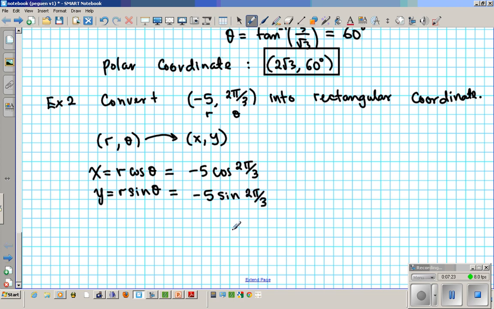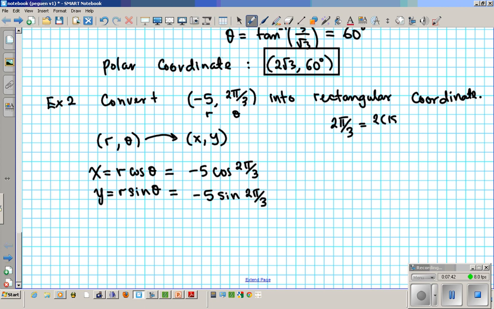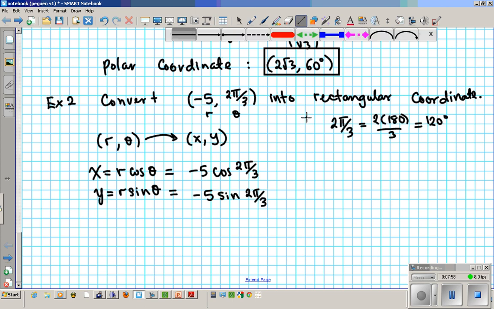Now if you look at the unit circle, 2 pi over 3, what are the coordinates of 2 pi over 3? If I think about my unit circle, 2 pi over 3 is 120 degrees, right? If I convert it, it's 2 times 180 over 3. This comes out to 120. So I know the 120 degrees reference angle is 60 degrees, so it's going to be in quadrant 2. So what are the coordinates for 60 degrees in quadrant 2?